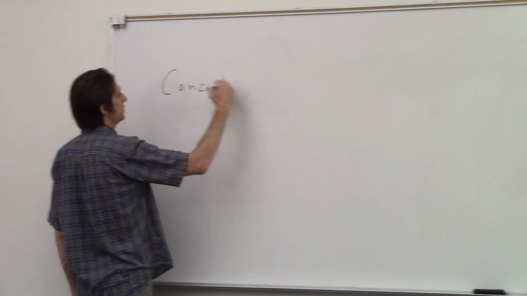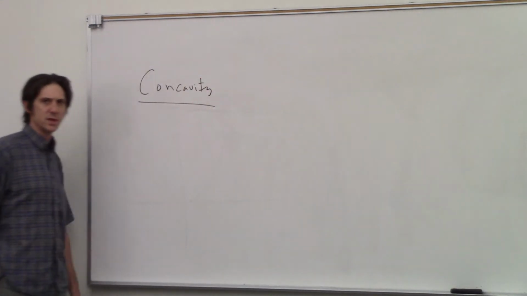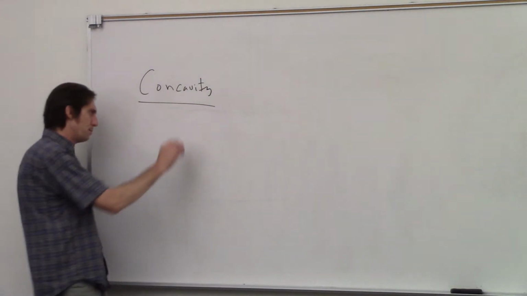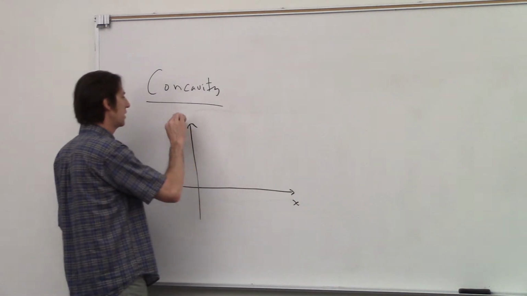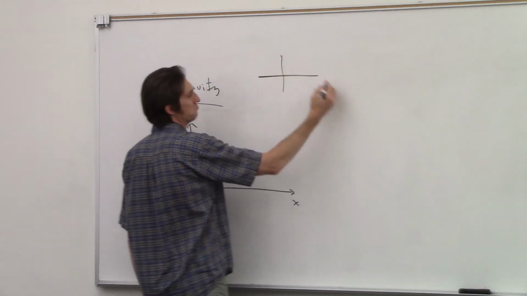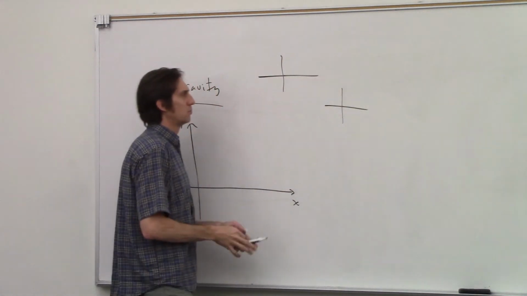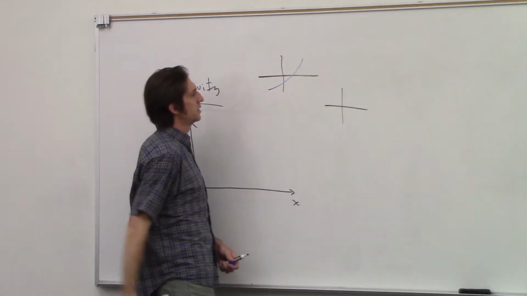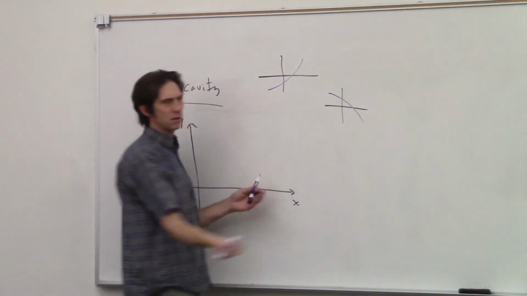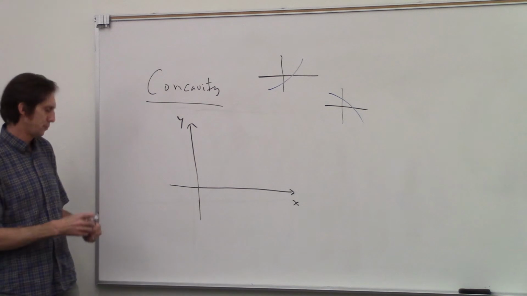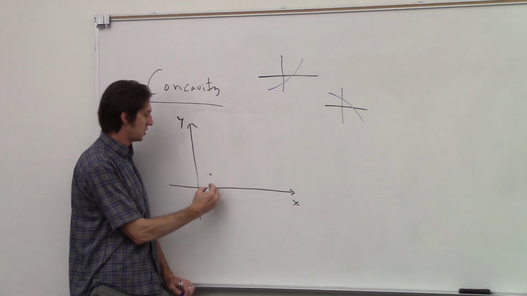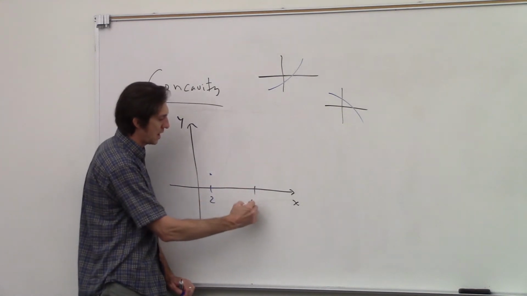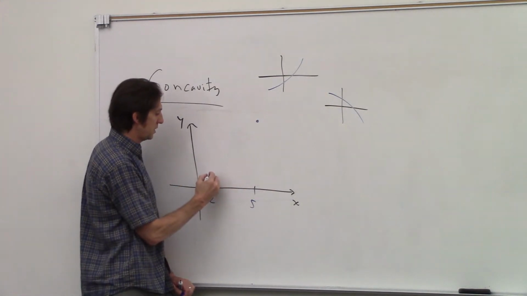Before I do the example, I also want to talk a little bit more about concavity. We saw this before. Knowing if a function is increasing and decreasing can help me distinguish some functions. This function is increasing, this function is decreasing, so obviously they're different functions. But what if I have an example like this? What if my function on the interval from, say, 2 to 5 is increasing and it looks like that?